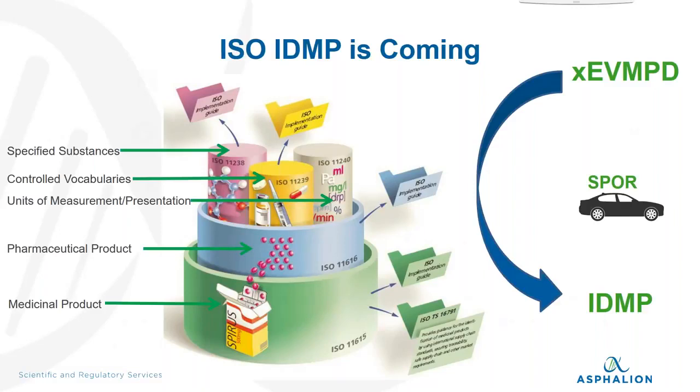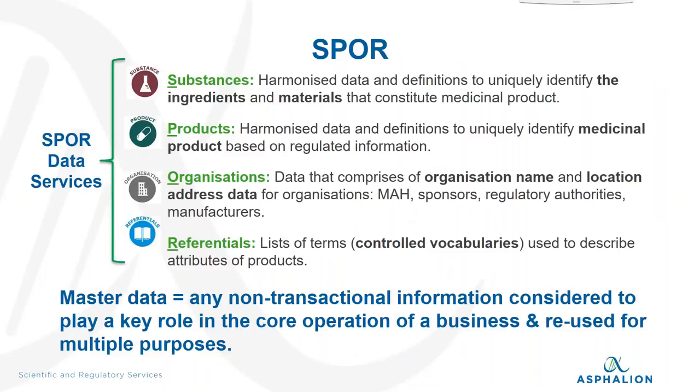So what does SPOR mean, just in case you don't know, it stands for Substances, Product, Organization, Referentials. The substances and products authorities are still working on this, but the organization is already live and the referentials also. So the organization is a list of all organizations that there are. So these are the marketing authorization holders, sponsors, regulatory authorities, manufacturers.